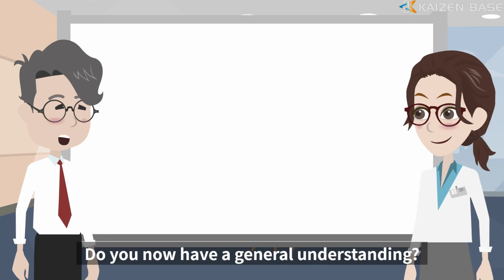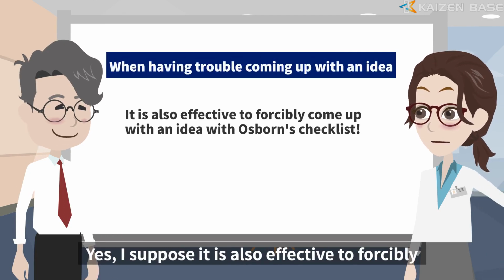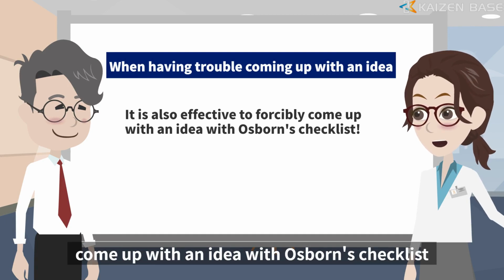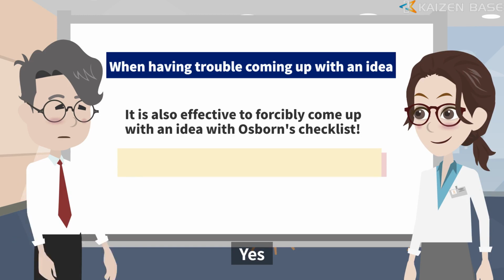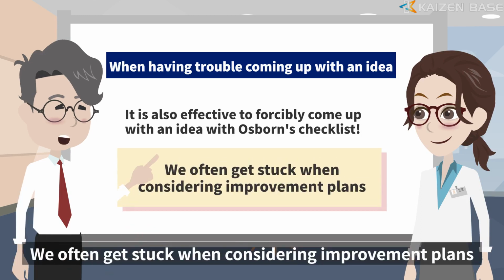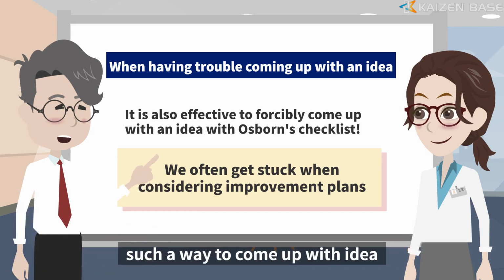Do you now have a general understanding? Yes, I suppose it is also effective to forcibly come up with an idea with Osborn's checklist when having trouble coming up with an idea. Yes. We often get stuck when considering improvement plans. In that case, it should be a good stimulus to try using such a way to come up with ideas.